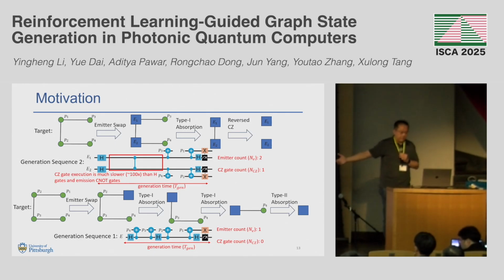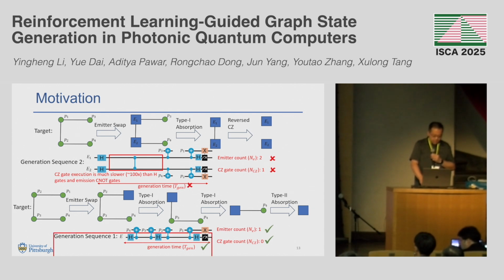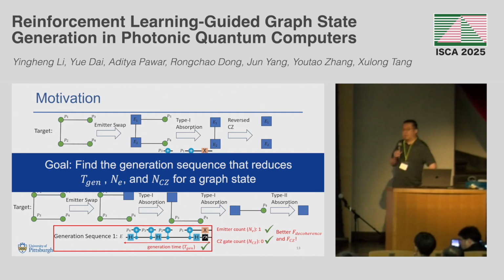Well, this is a toy example. Using exhaustive search, it is easy to identify the bottom one, but given a complicated graph, this search space can be super large. That's something we're targeting to reduce and solve. So the high-level goal here is to find a generation sequence that collaboratively reduces the three metrics we care about: again, the generation time, the number of emitters used, and the number of CD gates involved.